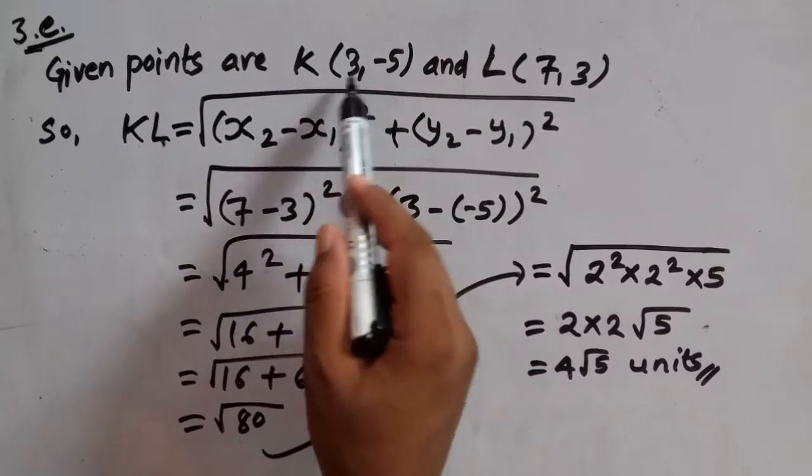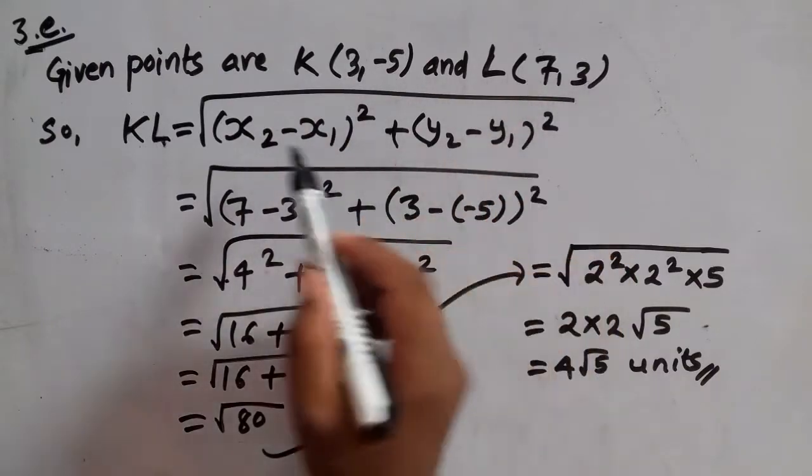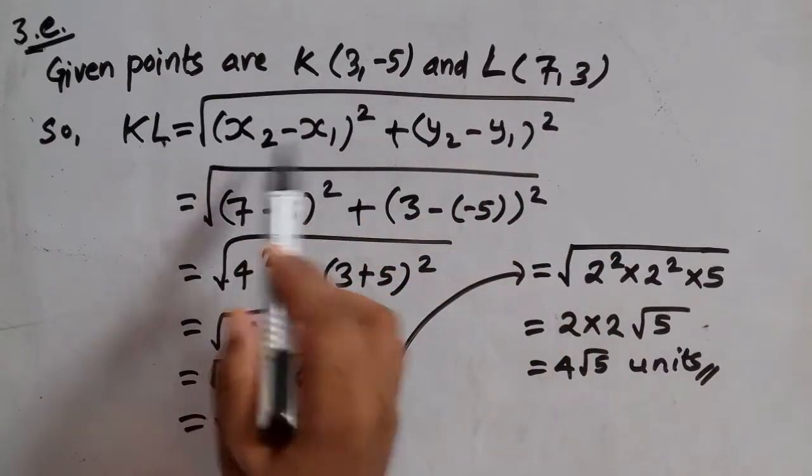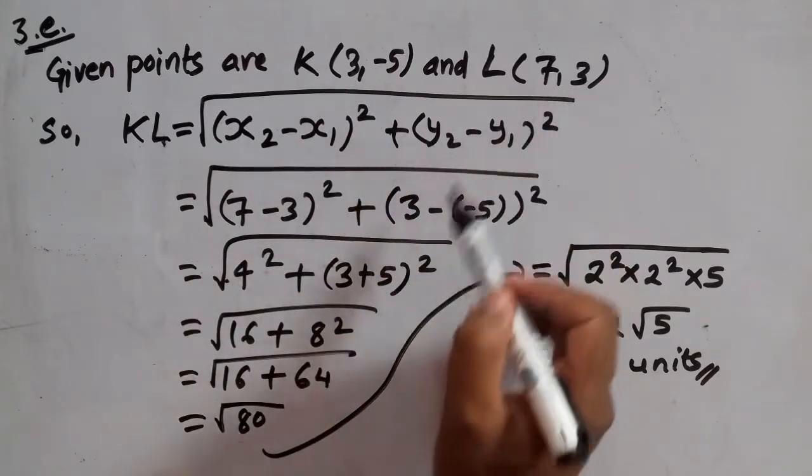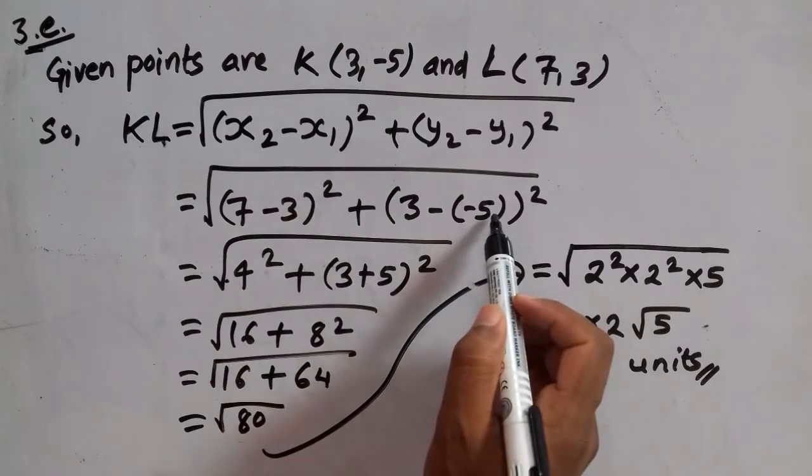Here we suppose this is x1, y1 and this is x2, y2. So x2 is this 7 minus x1 this 3, y2 this 3 minus y1 this minus 5.